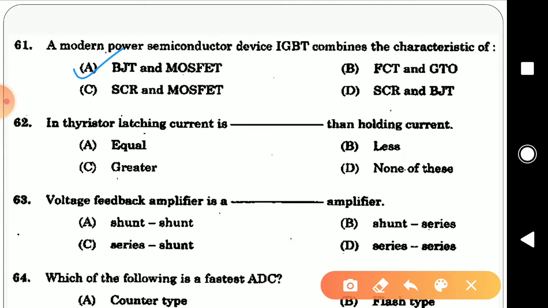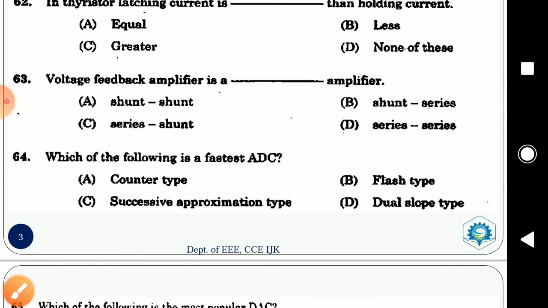Moving on to question 62. In a thyristor, the latching current is dash than the holding current. In the thyristor, the latching current is always greater than the holding current. Question number 63 has been cancelled in the answer key. Moving on to the next question.